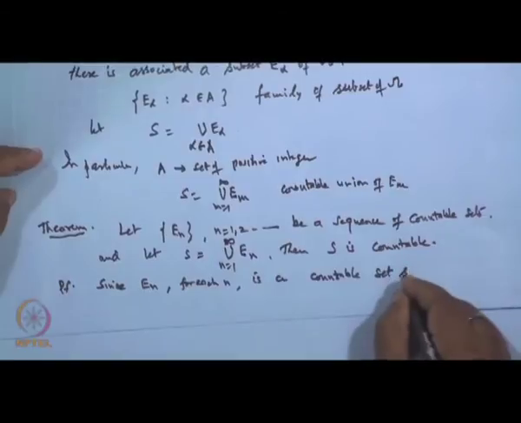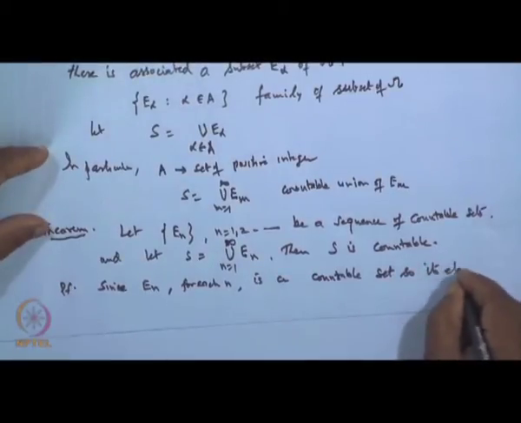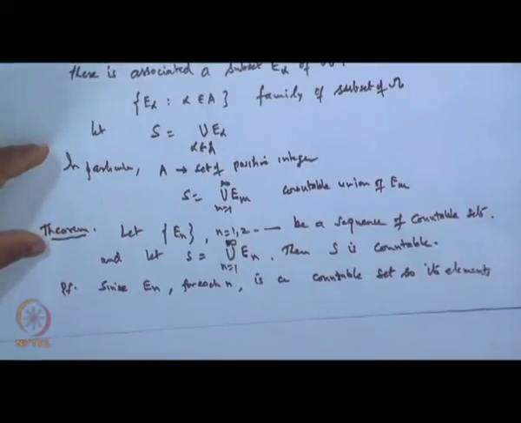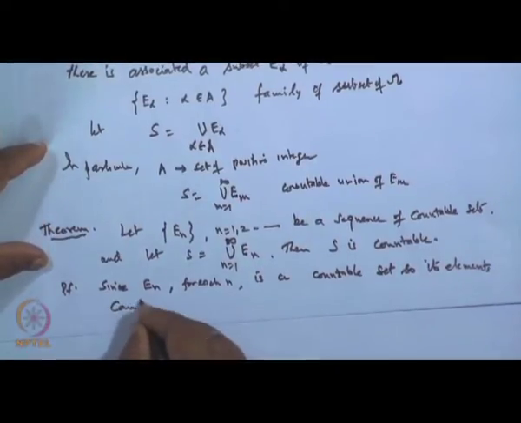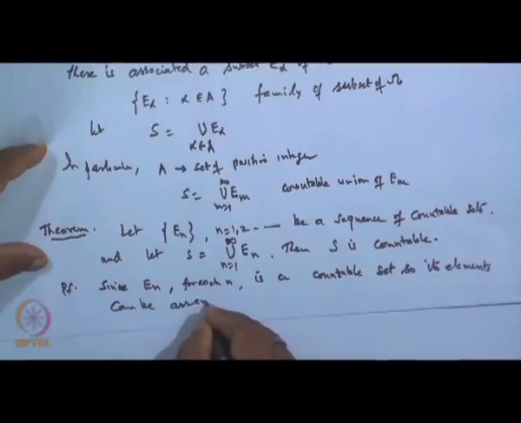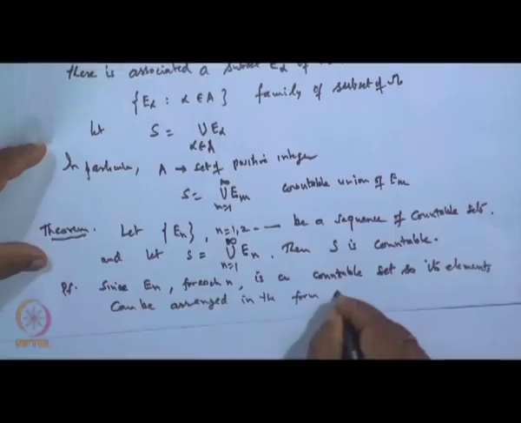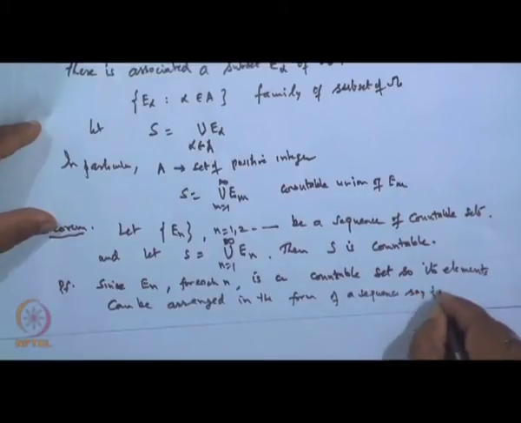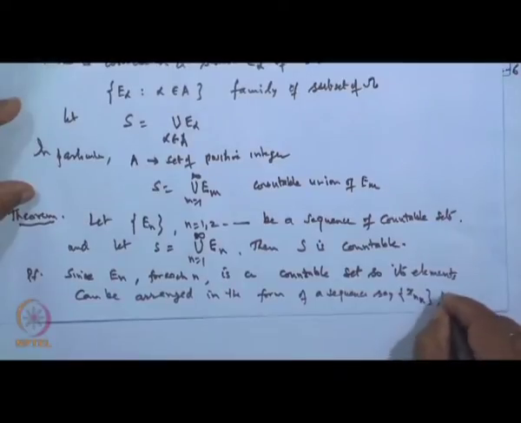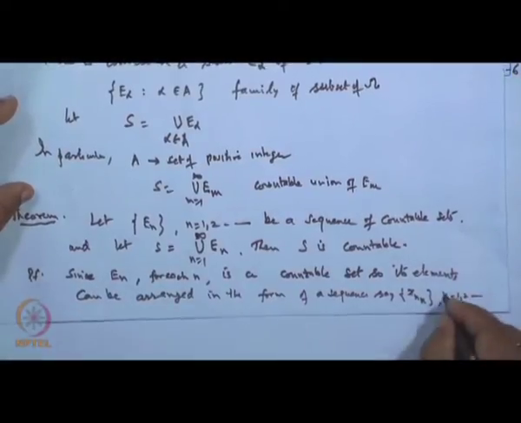so its elements can be arranged in the form of a sequence, say x n k, where k is 1, 2, 3 and so on.